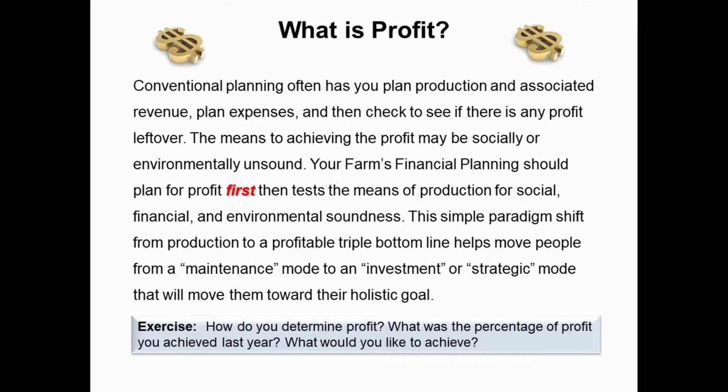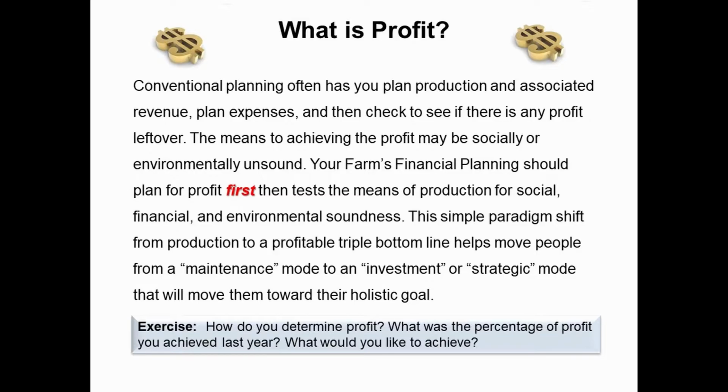So let's do another exercise. How do you determine profit? What was the percentage of profit you achieved last year? And what would you like to achieve this year? Conventional planning often has you plan production and associated revenue, plan expenses, and then check to see if there is any profit left over. The means to achieve the profit may be socially or economically or environmentally unsound.